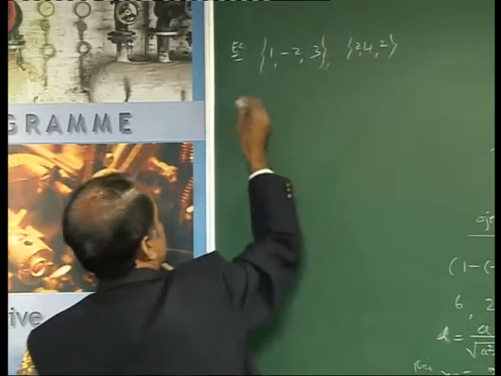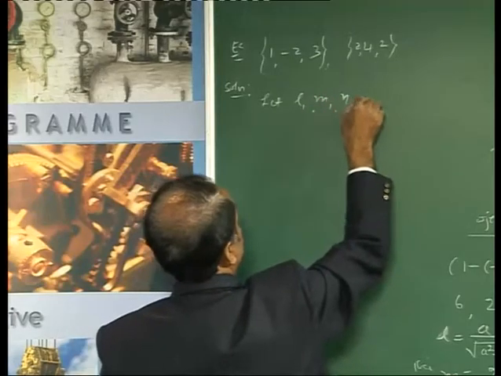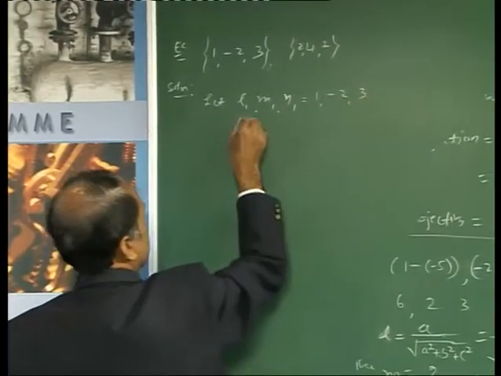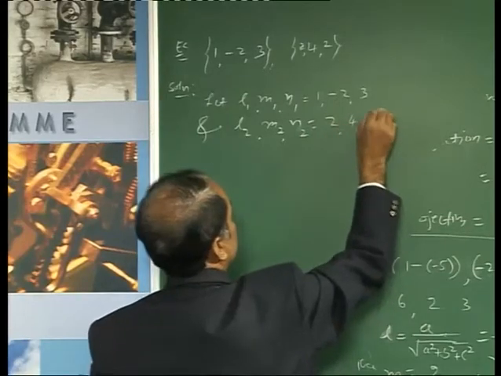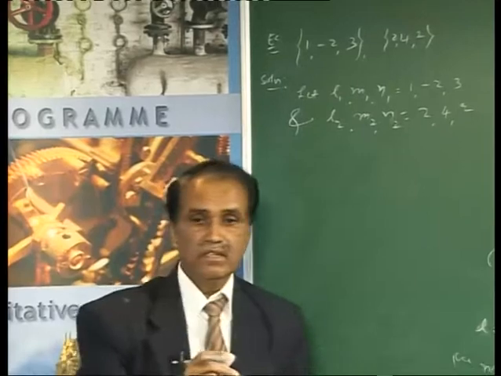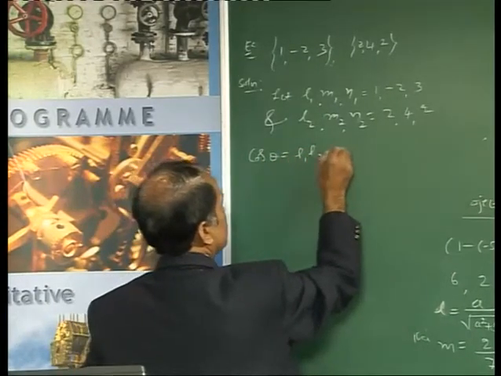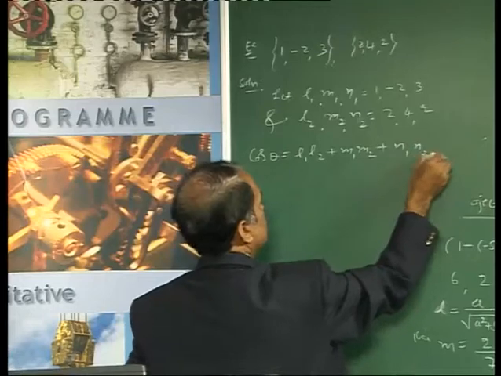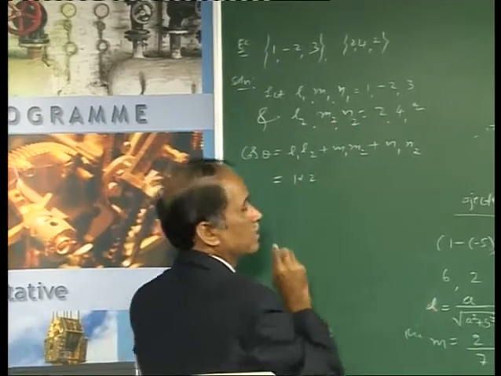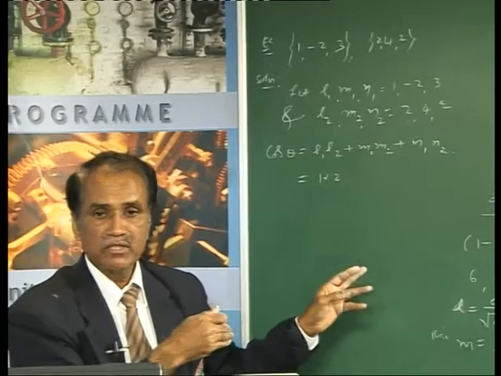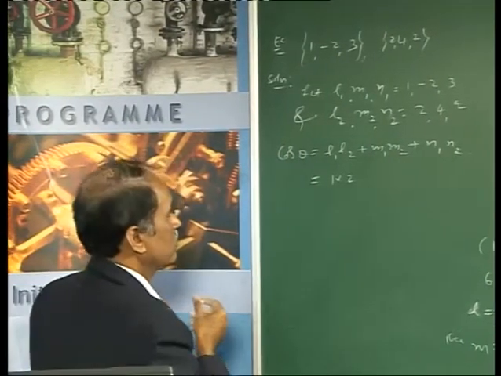Therefore, in the solution, directly we can take let l1, m1, n1 equal to 1, minus 2, 3 and l2, m2, n2 equal to 2, 4, 2. Then finding the angle between them, a direct formula you can apply: cos theta is equal to l1 l2 plus m1 m2 plus n1 n2. Here, since direction cosines are directly given, no denominator is needed, so you can take the straightforward approach.